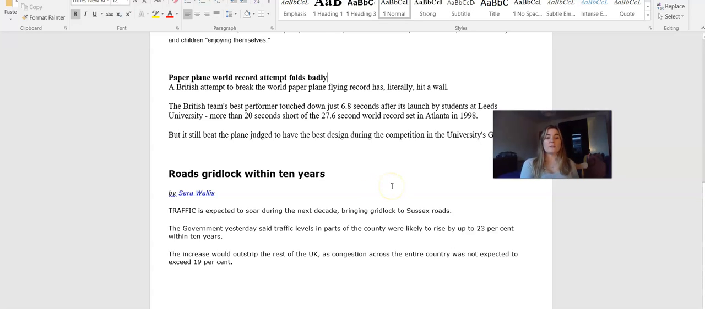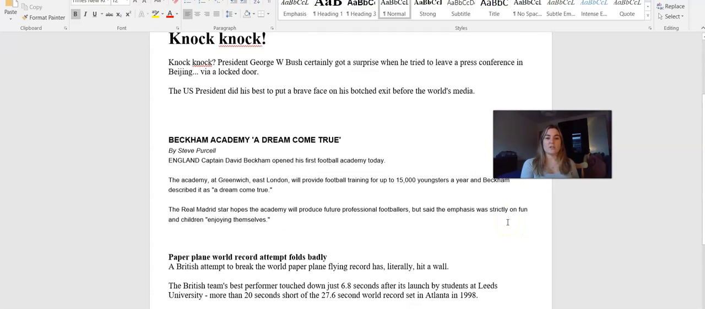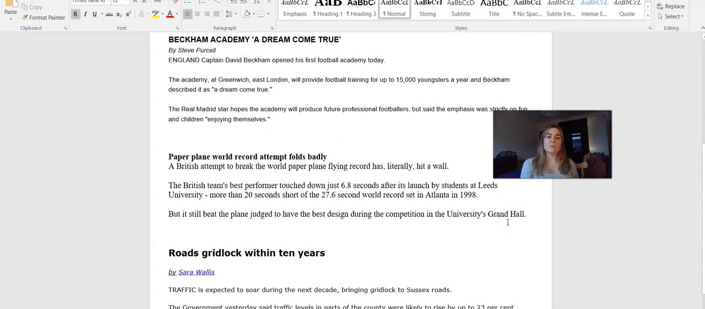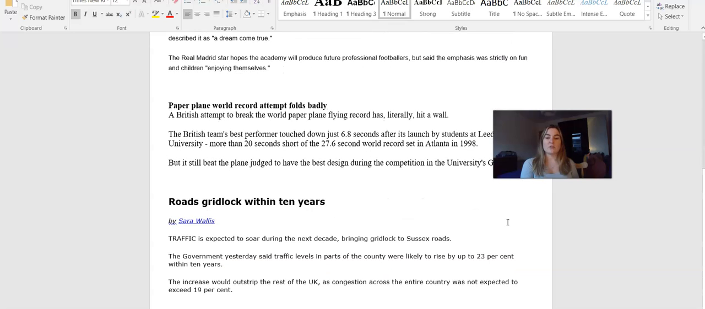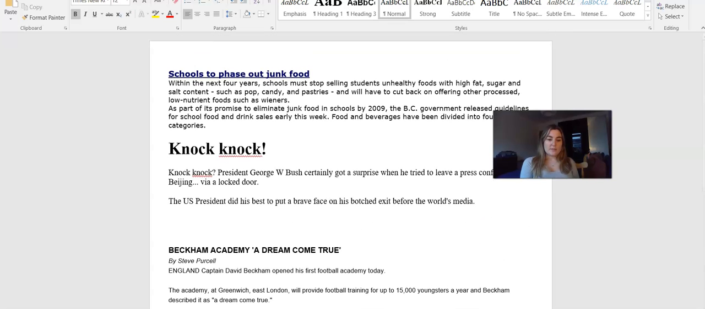And then we've got roads gridlock within 10 years. So that's quite to the point and makes you think, oh, why are the roads gridlocked within 10 years? I want to find out. Okay, so these are just some examples of some different headlines. We've also got some interesting introductions here as well, if you wanted to pause the video and have a read, but I'm just aware that you've got your lesson video to watch as well. So these are a couple of examples.